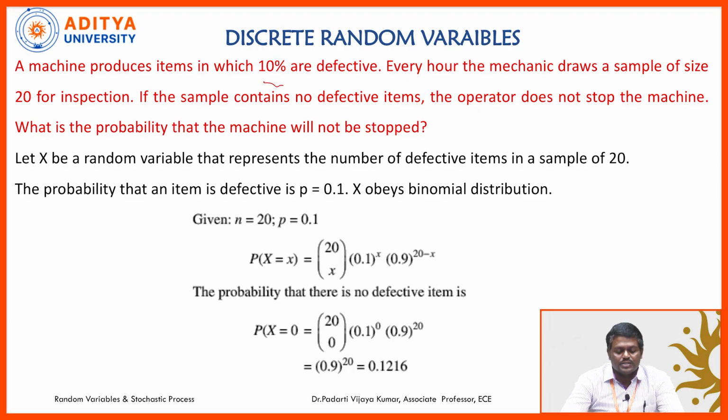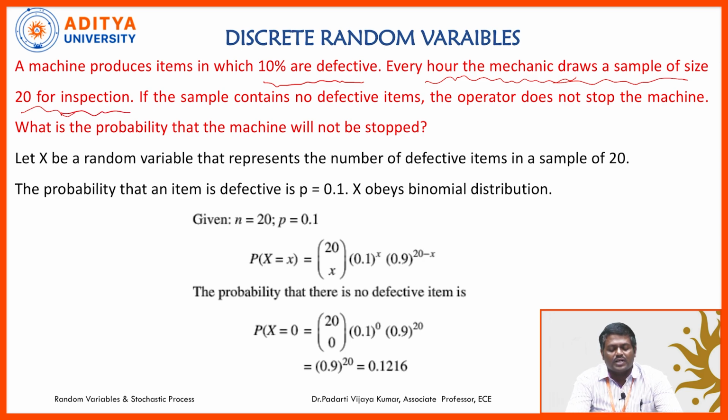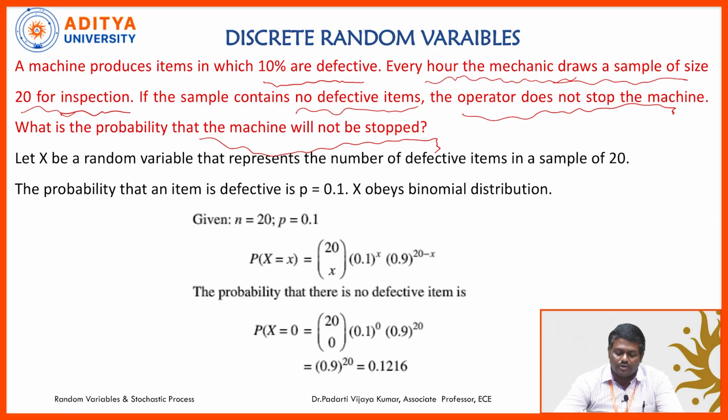A machine produces 10% defective items. For every hour, the mechanic draws a sample size of 20 for inspection. So, during the production, for every 1 hour, the mechanic takes samples of 20 for inspection. If the sample contains no defective items, the operator does not stop the machine. What is the probability that the machine will not be stopped? How much of the time will the machine not be stopped? This is the chance we need to calculate.